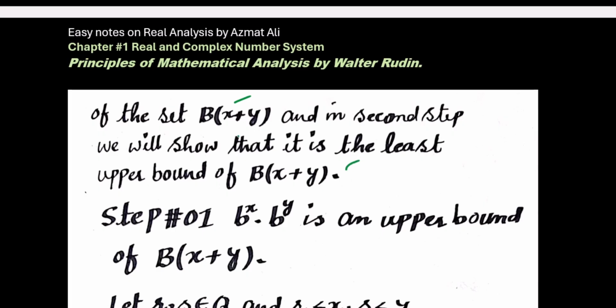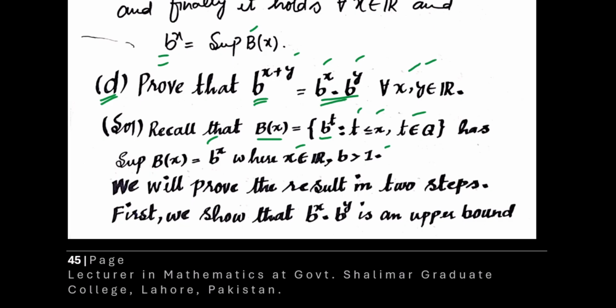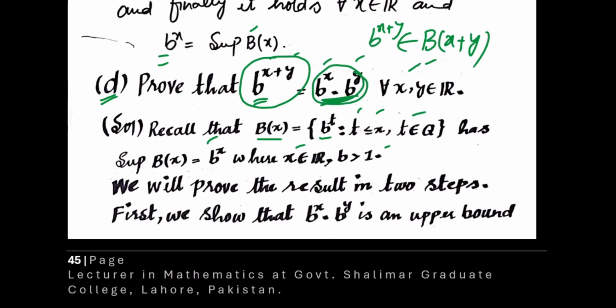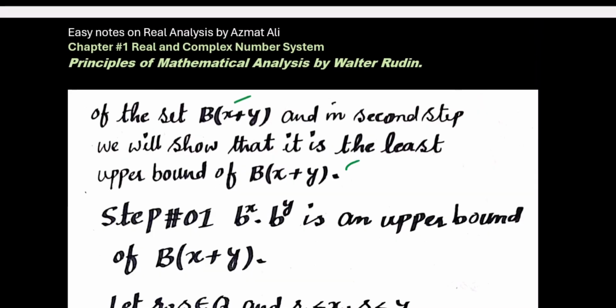When I show this is the least upper bound of the set, clearly b raised to power x plus y is an element of this set. Next, to prove that this can be broken as b raised to power x times b raised to power y, I will show that this number is also an element of this set, and this is the least upper bound of this set, and both are equal. So step number 1: b raised to power x times b raised to power y is an upper bound of this set.